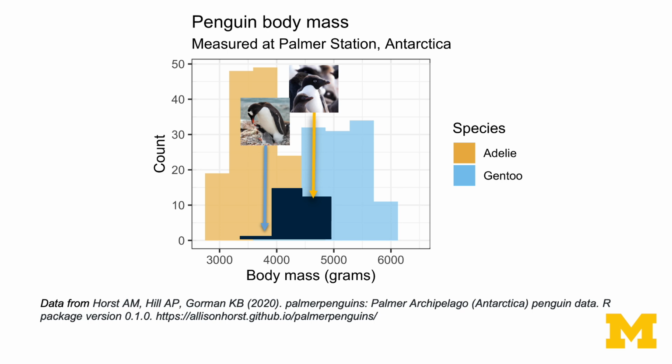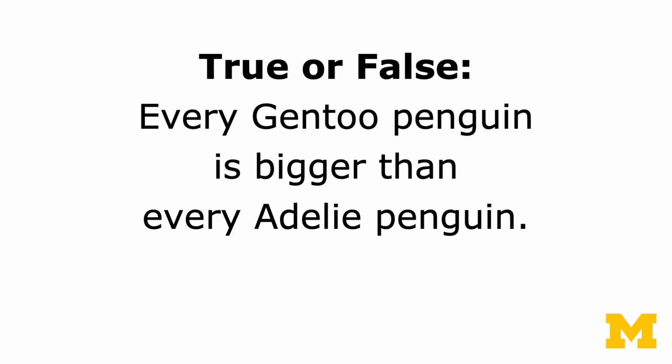Another way of seeing this is that there is an overlap between the distributions. Penguins of both species have been observed in this range here that I've darkened, in this range of body masses. So what does it really mean to be bigger on average? Well, we've decided that this is, in fact, false. It is simply not true that every Gentoo penguin is bigger than every Adelie penguin.